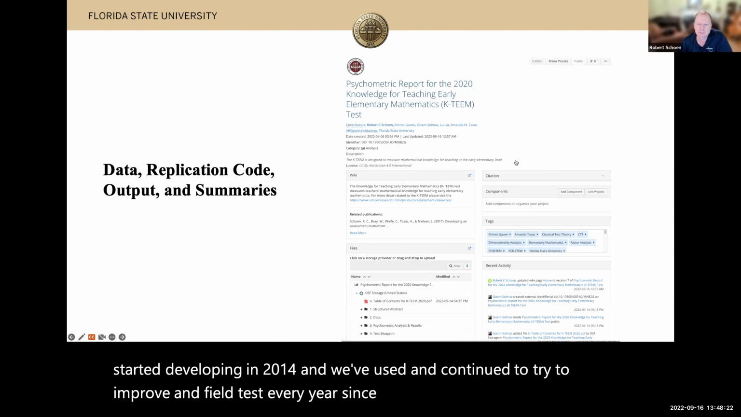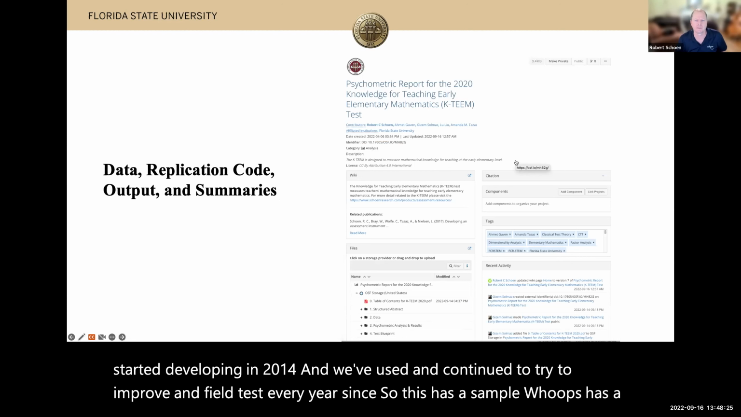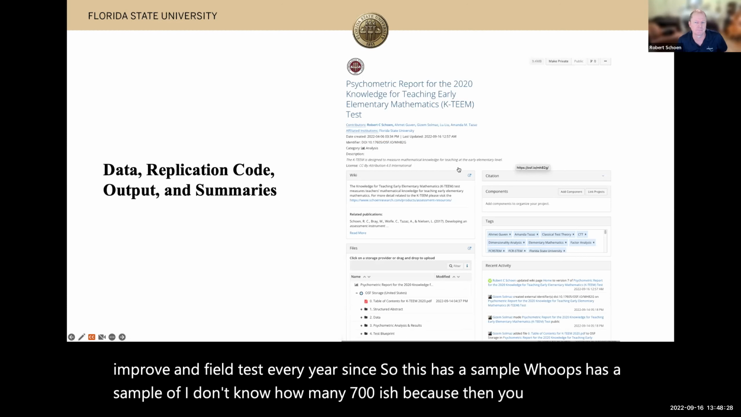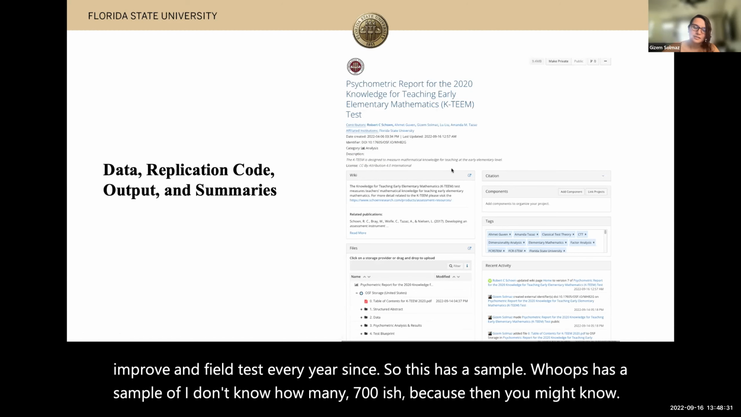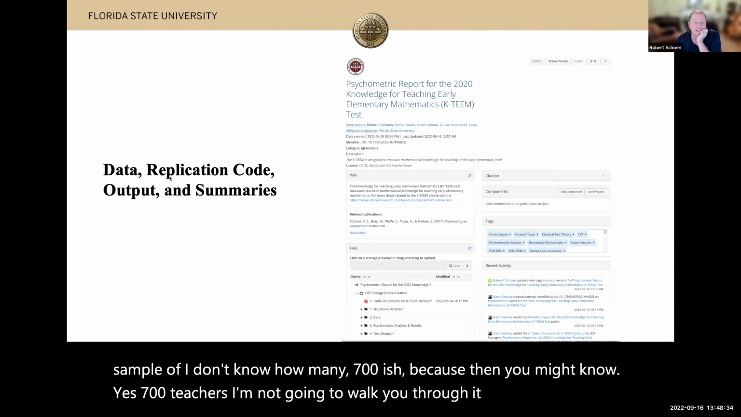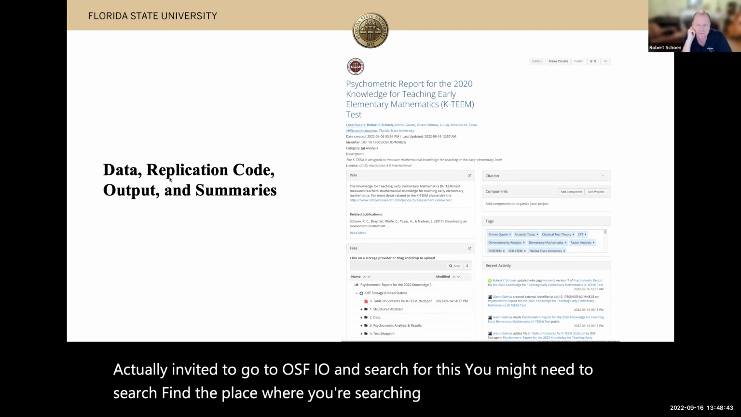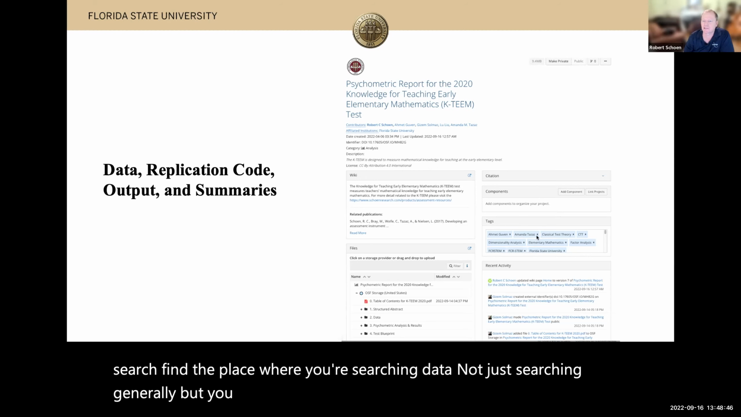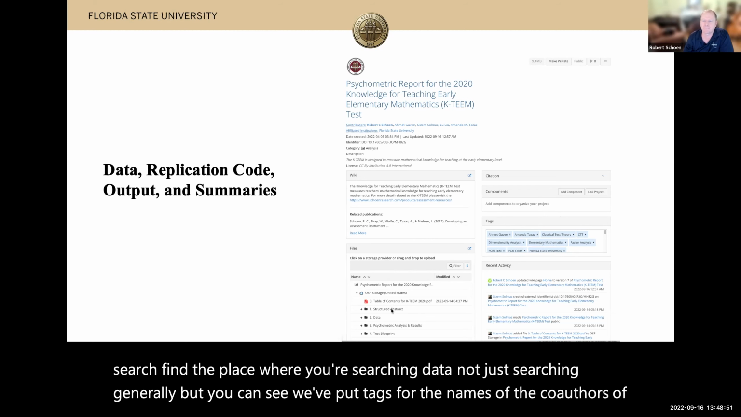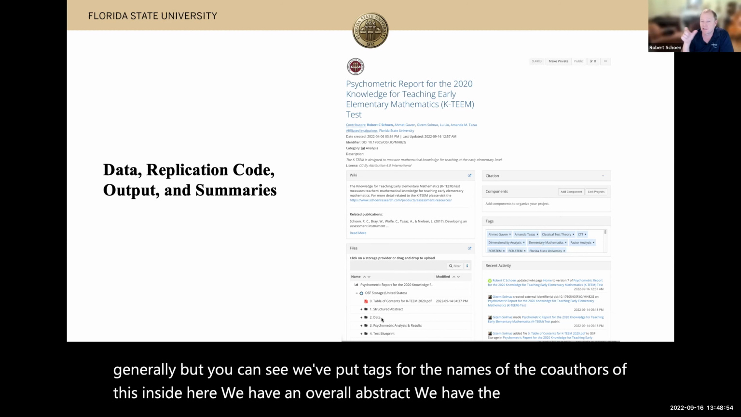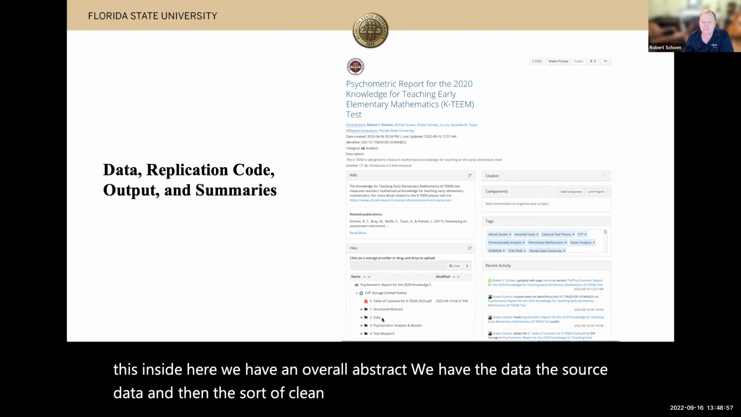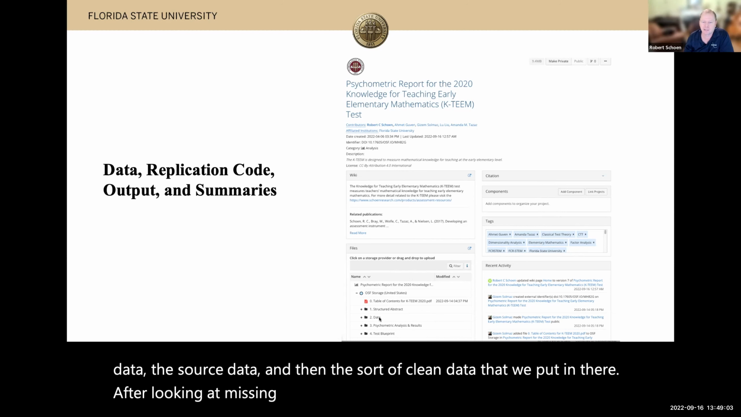So this has a sample of, I don't know how many, 700-ish, because then you might know. Yes. 700 teachers. I'm not going to walk you through it, but you're welcome, actually invited to go to osf.io and search for this. You might need to find the place where you're searching data, not just searching generally. But you can see we put tags for the names of the co-authors of this. Inside here, we have an overall abstract. We have the source data, and then the clean data that we put in there after looking at missing data patterns and so on.